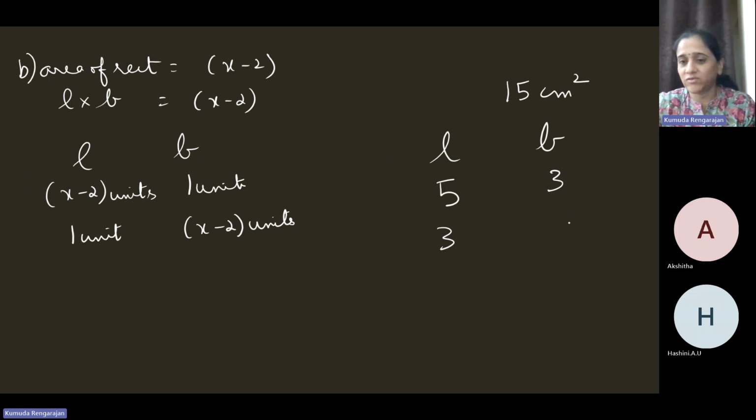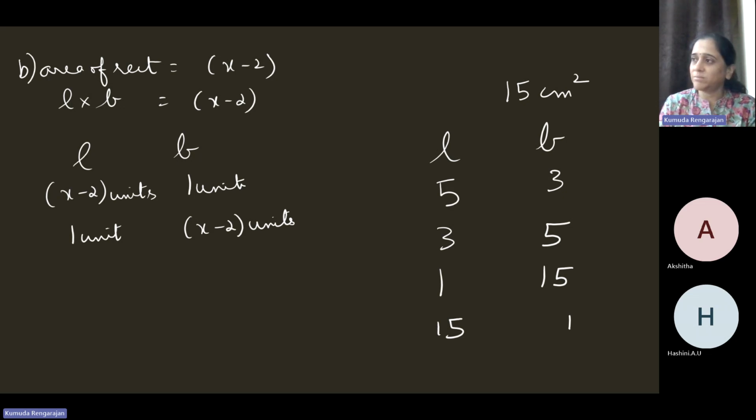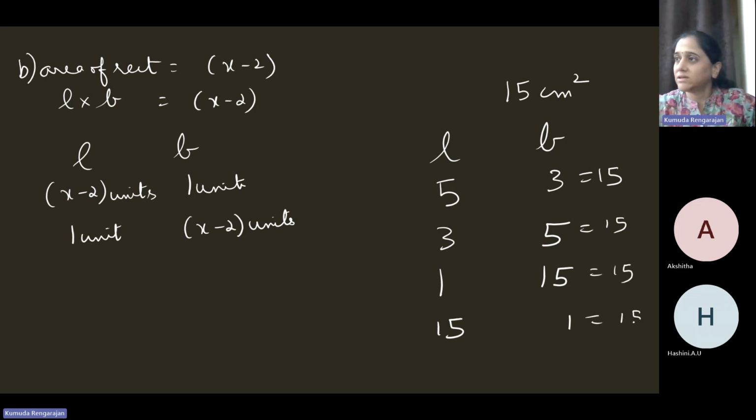If the length is 3, the breadth is 5. Or if this is 1, this is 15. If this is 15, this is 1. And only natural numbers. We are not taking fractions and all that. You can give many answers for length and breadth. Okay, but we are considering only natural numbers. Correct? If the length is 5, the breadth is 3. Or if the length is 3, the breadth is 5. Or the length is 1, breadth is 15. Length is 15, the breadth is 1. Because everywhere the product is 15. 5 3s are 15. 3 5s are 15. 1 into 15 is 15. 15 into 1 is 15.